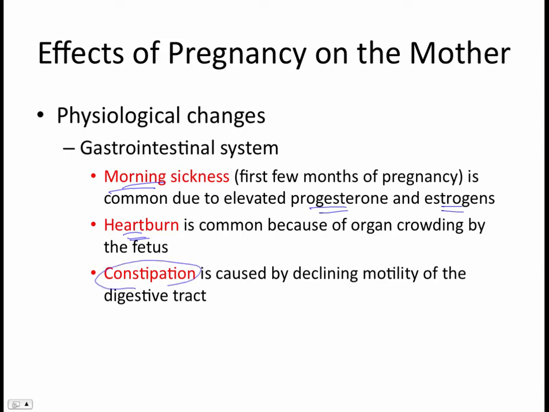And constipation. You remember your large intestine undergoes motility and peristalsis every couple of hours. And because we now have pressure from the developing fetus, we're going to put pressure on the large intestine and reduce the motility of the digestive tract.